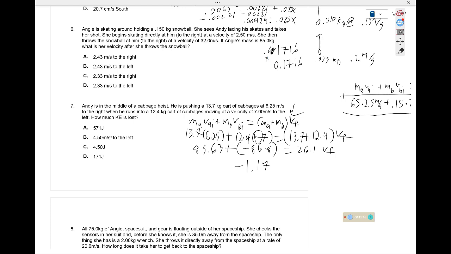So Andy slams his cart into this other cart and ends up getting pushed back because the other cart has more momentum. Specifically, his final velocity would be 0.045 meters per second to the left. Okay. So then when you're looking at the kinetic energy lost, this is going to be your final velocity.